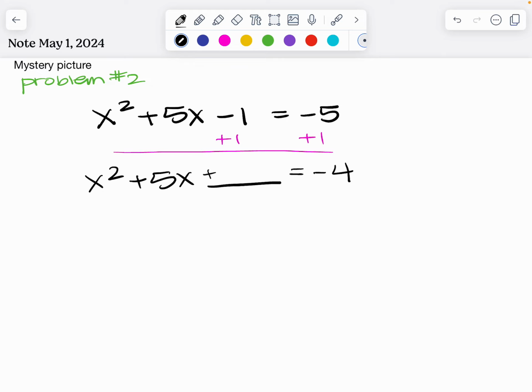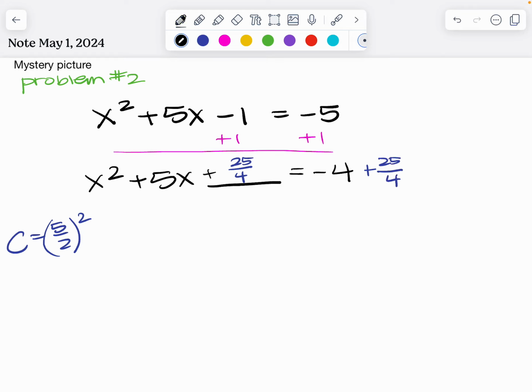Alrighty, so I'm going to make myself a note. I want c to equal 5 over 2 squared. And I'm guessing we don't like this because of fractions, right? Fractions scare everybody. All right, so that's 25 over 4. Now, if I add 25 over 4 on one side of the equation, I need to add it to the other side. There we go.